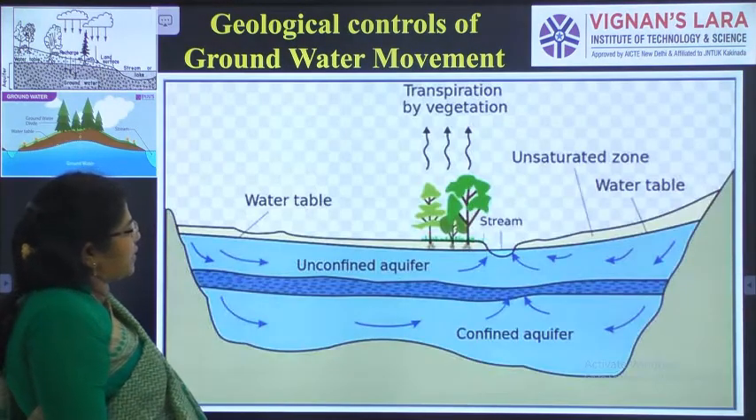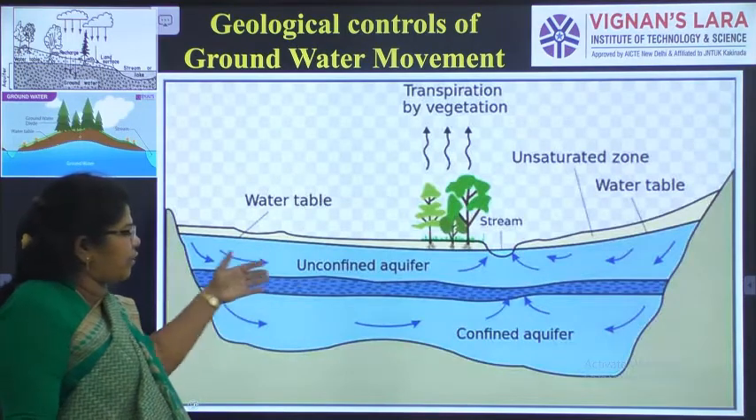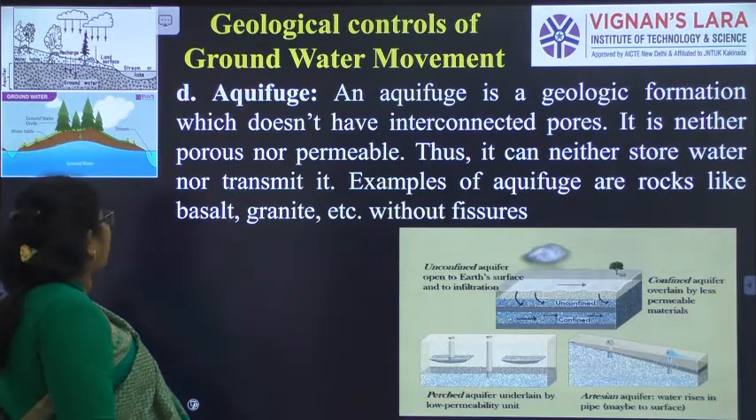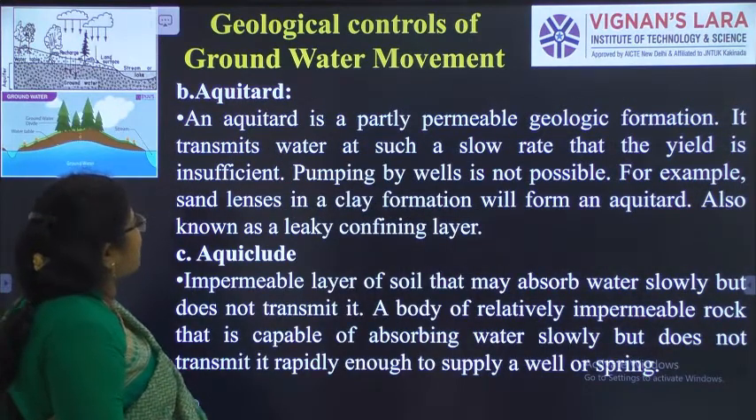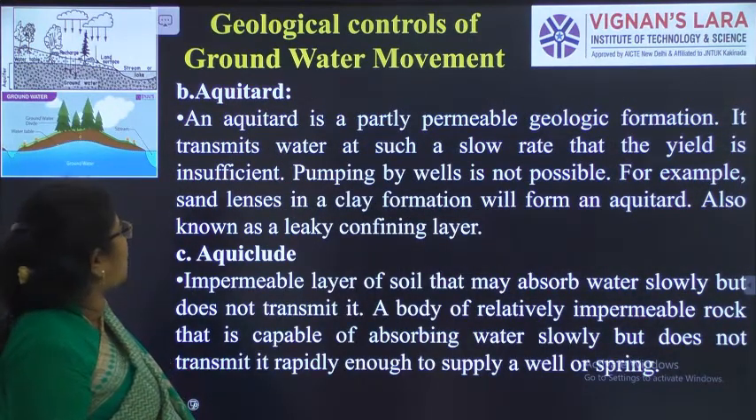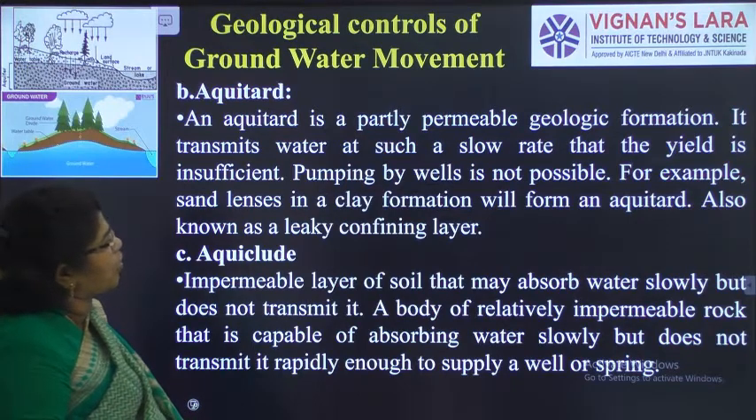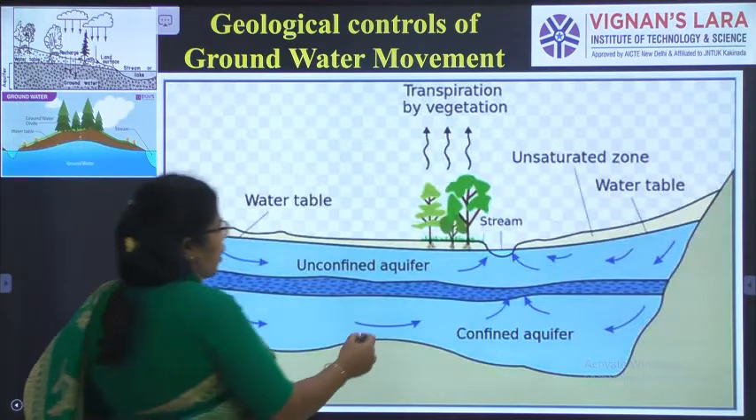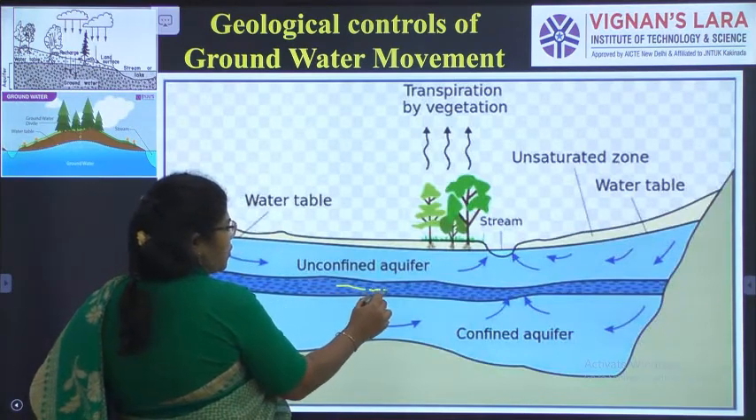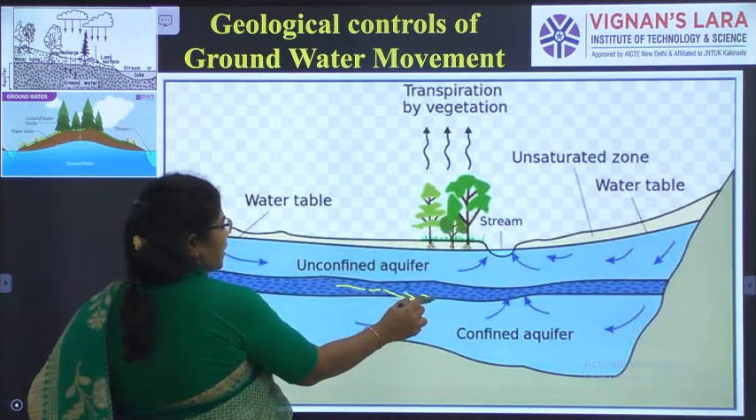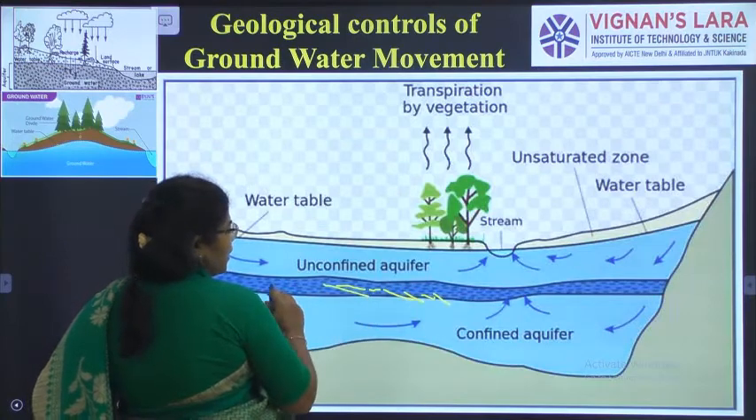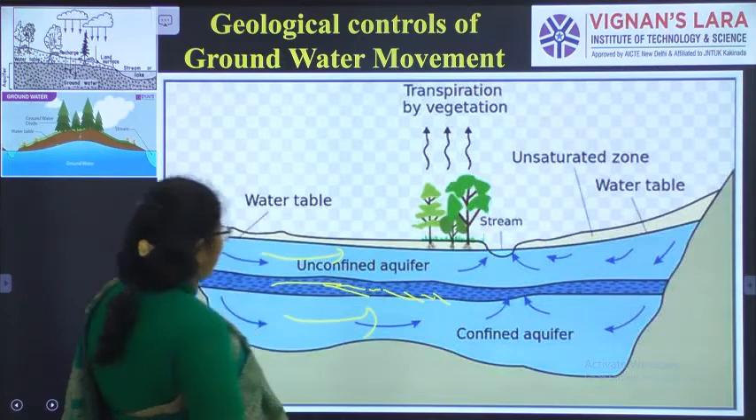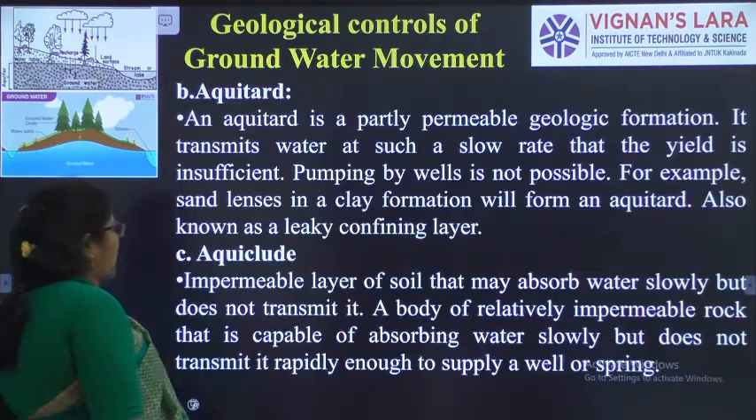So here also you can see this is an unconfined aquifer, and it is an aquiclude. Next one, it is an aquitard. An aquitard is a partly permeable geological formation. It transmits water at such a slow rate that the yield is insufficient. So here it will allow water, it will hold water, and slowly the water will be discharged due to seepage. The movement of water will be more in an unconfined aquifer and a confined aquifer compared to the aquitard.